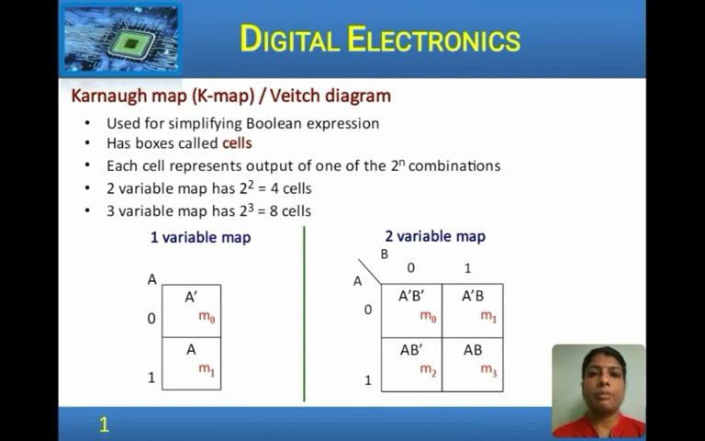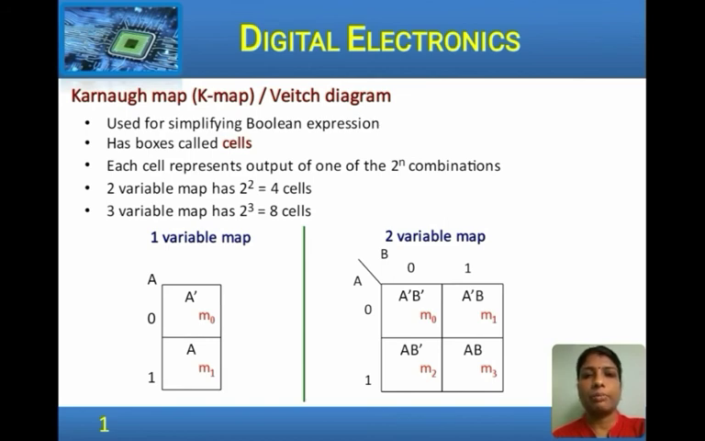So, a single variable map will have 2 cells as shown in the picture, and a 2 variable map will have 2 power 2, that is 4 cells, and a 3 variable map 2 power 3, that is 8, and a 4 variable map 2 power 4, that is 16 cells, and so on. So, each cell as shown over here will represent the output for a particular combination.